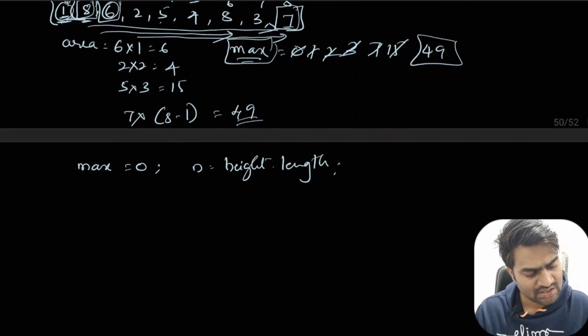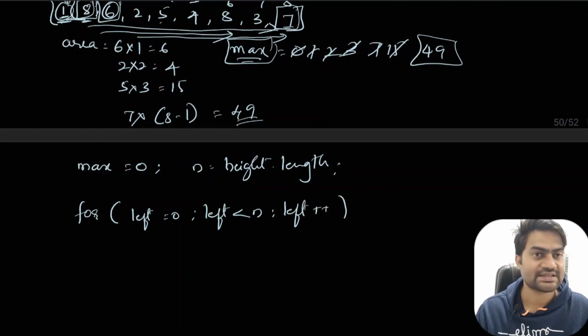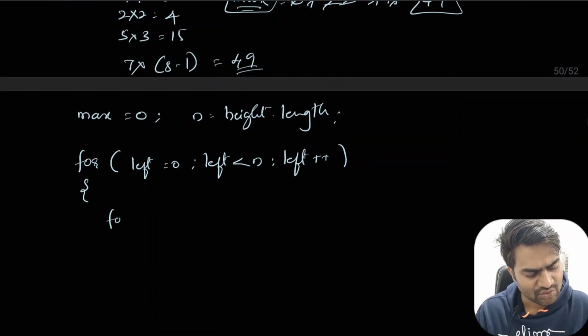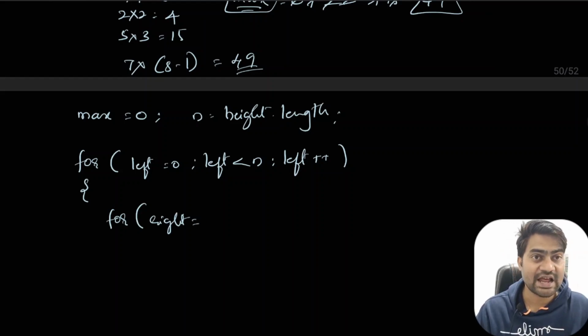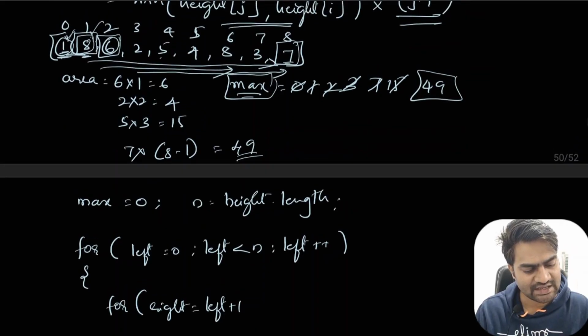Okay, now let us take a for loop for I equal to, or maybe for simplicity, this is our left height, left equal to 0, left less than n, then left plus plus. Okay, now what I will do, I will take another for loop and I will call it right. Then it starts from left plus 1, because if I start at this particular one, then I started with this value, right?